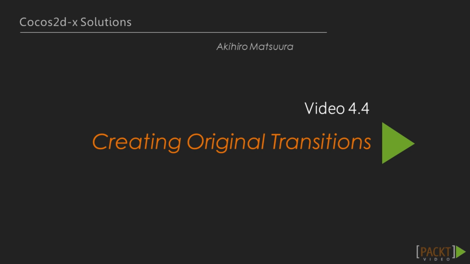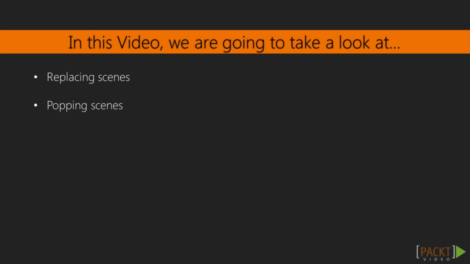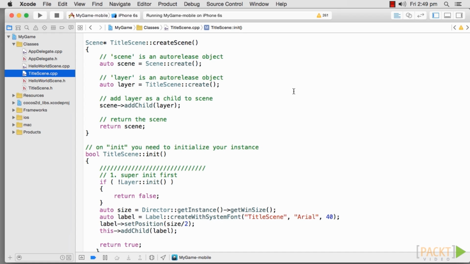In the last video, we saw how to transition between scenes using effects. In this video, we are going to take a look at creating our own transitions. We'll create them for replacing scenes and then also for popping scenes. Even though Cocos2d-x has a lot of different types of transition classes, you may not find the transition effect that you need. Instead, we can create an original transition effect, such as opening a door. When the replacement of a scene begins, the previous scene is divided into two and opens to the left or right. Let's see how to execute this.